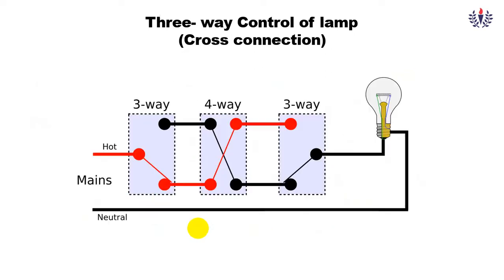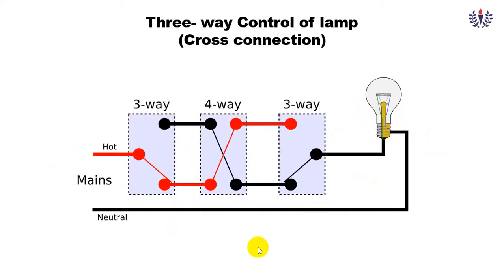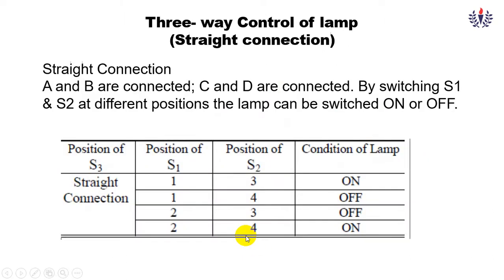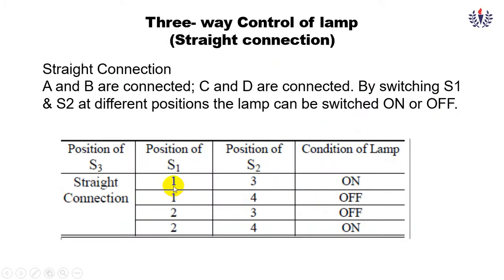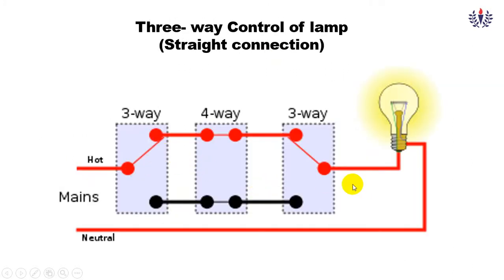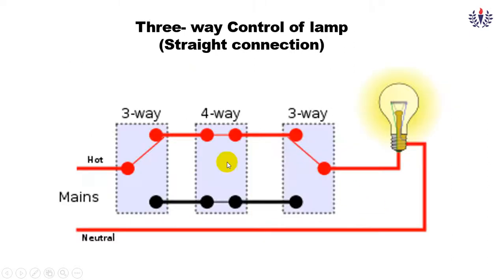So this is actually for cross connection. Yeah, this is for the straight connection. So your straight connection, you can see 1 and 3. If the position is in 1 and 3, it is on. Similarly, if it is in the 2 and 4, it is on. So here you can see 2 and 4 is on, 1 and 3 is on. 1 and 4 and 2 and 3 is off. If the position is at 2 and if the position is at 3, the power supply will not be closed.